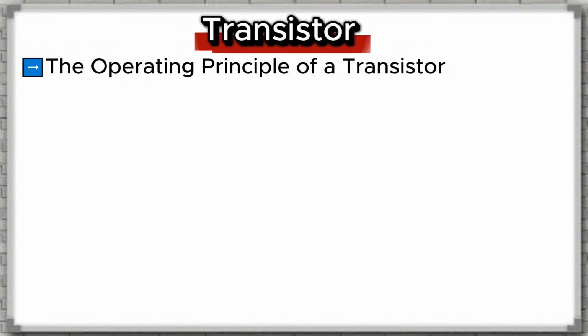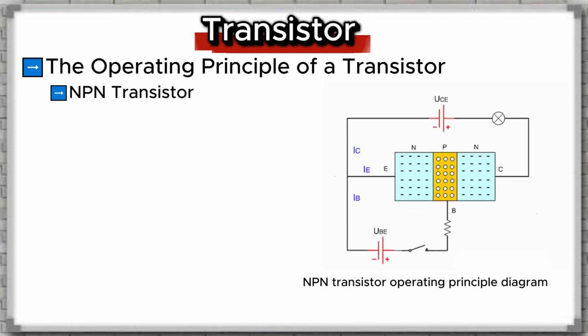The operating principle of a transistor. In fact, the way a transistor works is very similar to a switch. But here it is an electronic switch. It can turn on and off at very high speed, at high frequency, and most importantly, it can be controlled. Let's look at the NPN transistor.